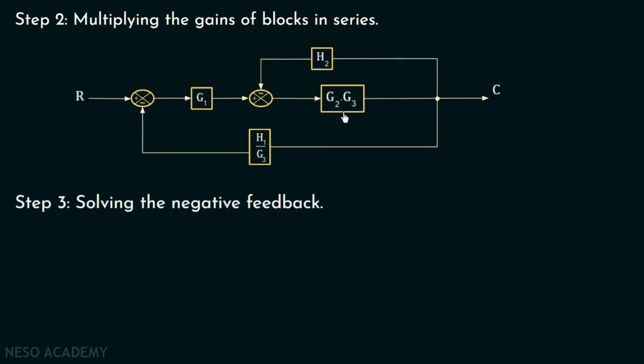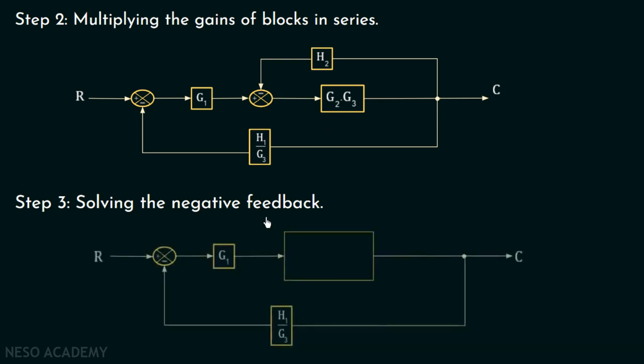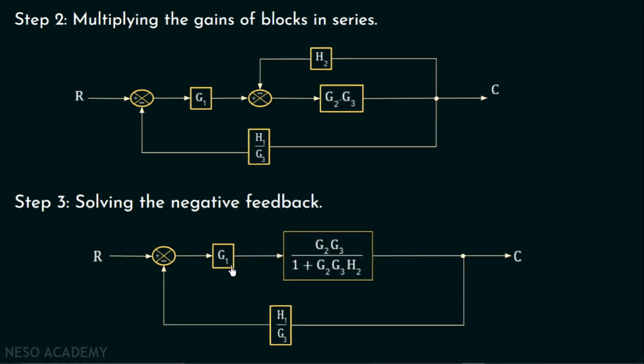And if we convert this negative feedback into a single block, then the block diagram representation will look like this. And the gain of this block will be the closed loop transfer function of this negative feedback. It will be G2 G3 over 1 plus G2 G3 H2. Now we can clearly see that these two blocks are now in series and we can multiply the gains of these two blocks. If we multiply them, the overall gain will be G1 G2 G3 over 1 plus G2 G3 H2.